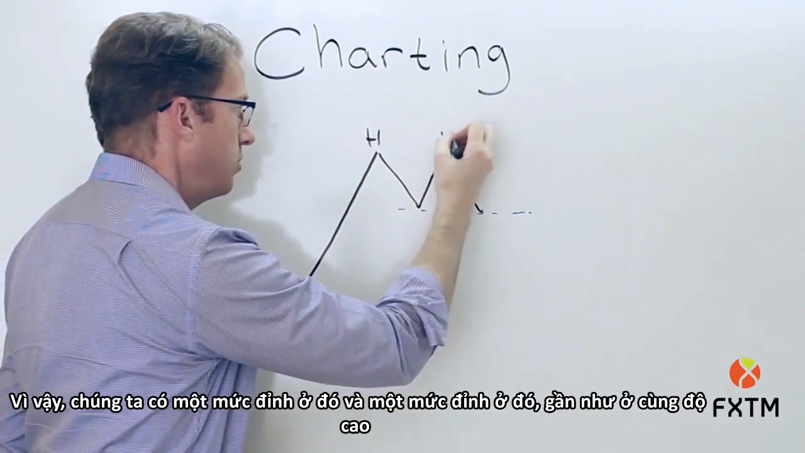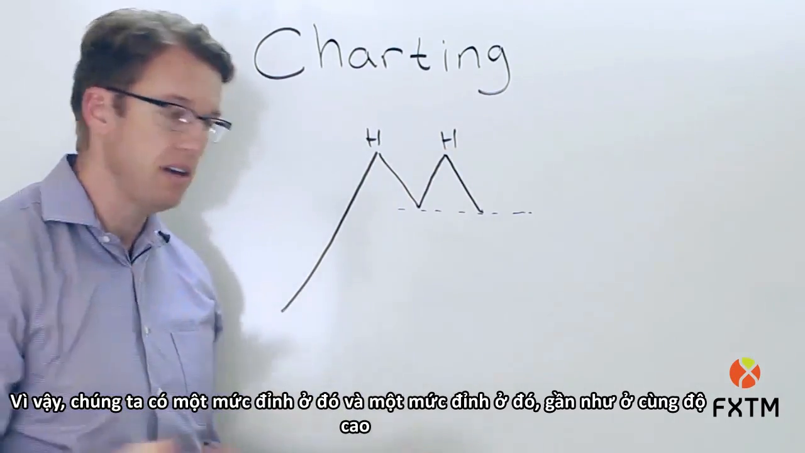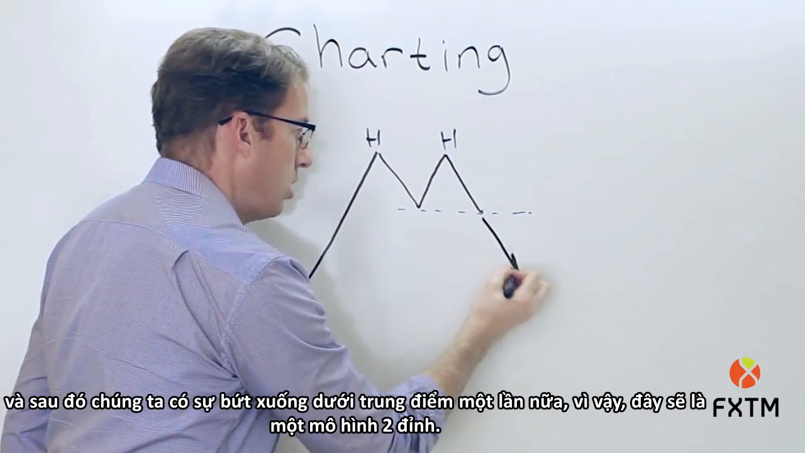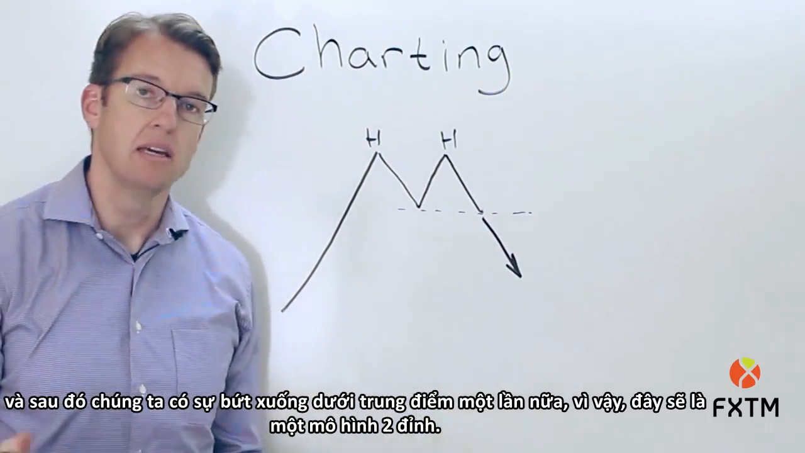In fact, many times we'll get reversal patterns that are not 3 tops, but just 2. So we have a high there and we have a high there, roughly at the same height. And then we have a break below the midpoint again. So this would be a double top.